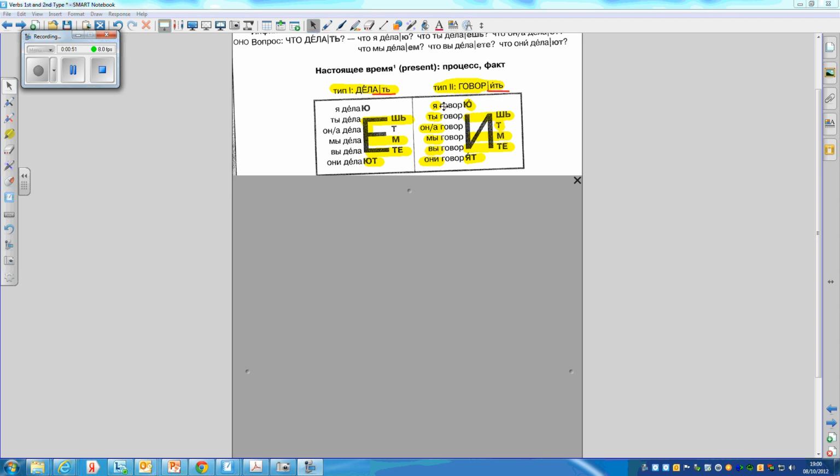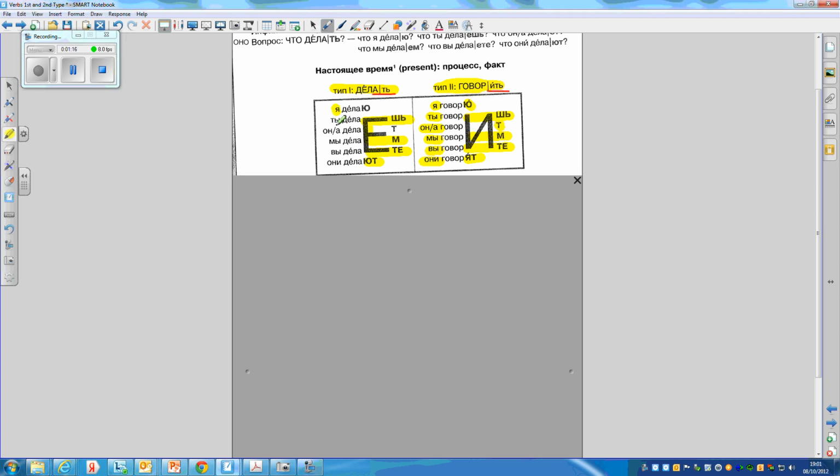The main form. But we do not talk only in infinitives. We use conjugated verbs in the Russian language and in some other languages too. So what changes the ending of the verb and how do you change it? What changes the ending? It's a pronoun.